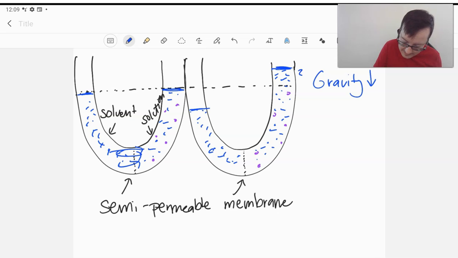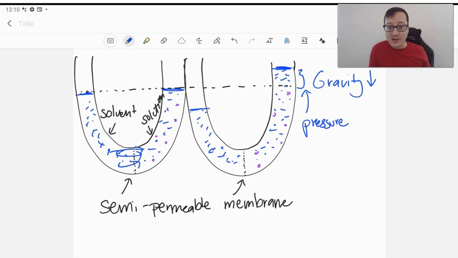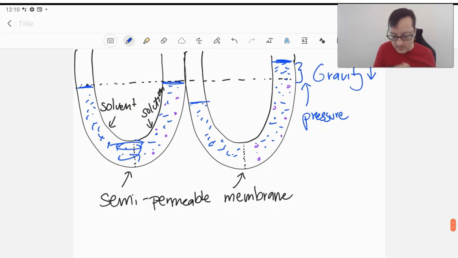And we're going to see that this causes a pressure. If we were to apply a pressure back onto this, that's a really ugly bracket. Let's fix that. It's still not great. We could apply a pressure to equalize these again, to make it go back to the original state, the state on the left. And we're going to see that that pressure is what's called osmotic pressure.